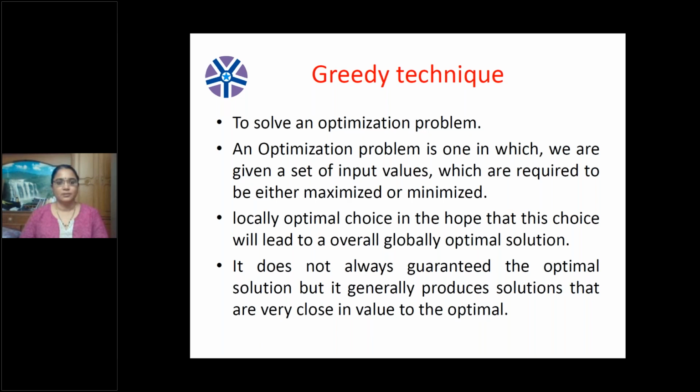The greedy method makes a locally optimal choice in the hope that this choice will lead to the overall globally optimal solution. Because here we divide the problem into sub-problems, for each sub-problem the local optimal value will be considered. By combining all those local optimal values, we obtain the global optimal solution. And it does not always guarantee the optimal solution. In the greedy method, we can't guarantee that it will be the optimal solution, because generally it produces a solution that is sometimes optimal or sometimes close to the optimal solution.